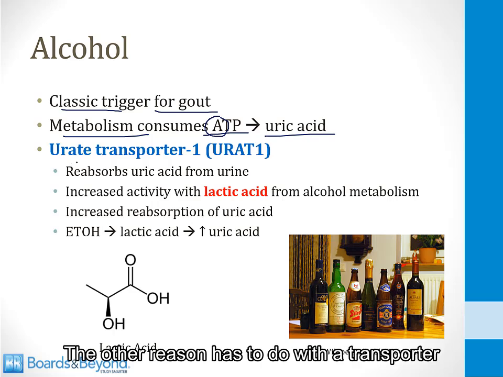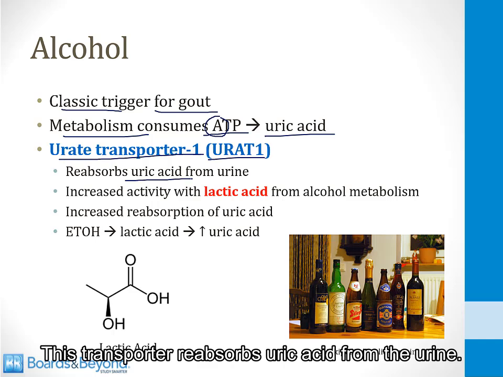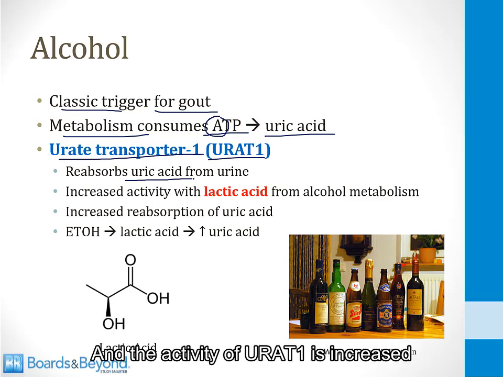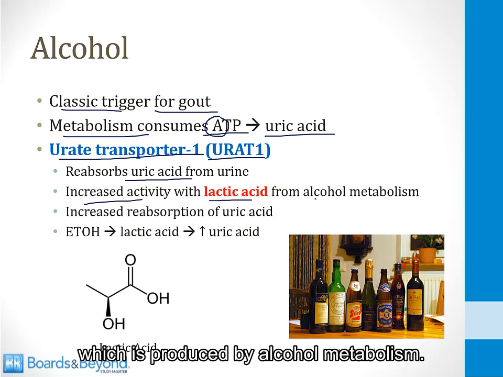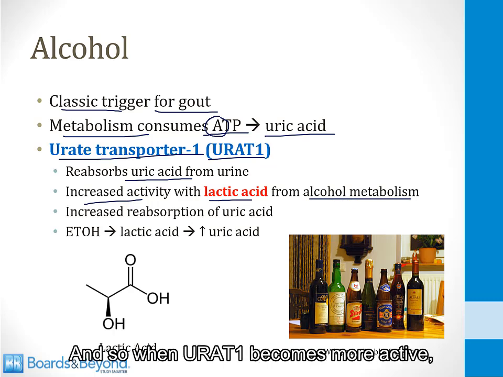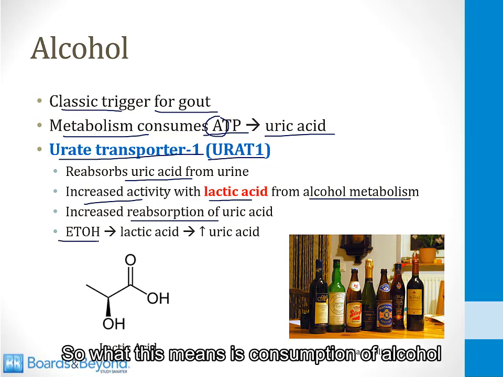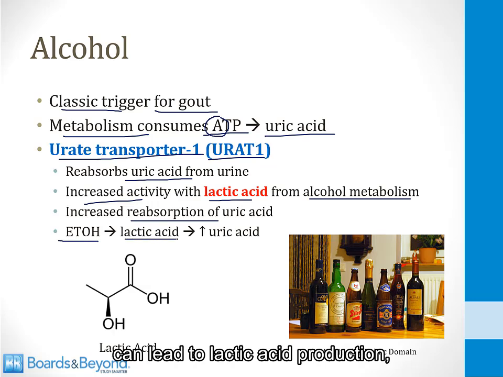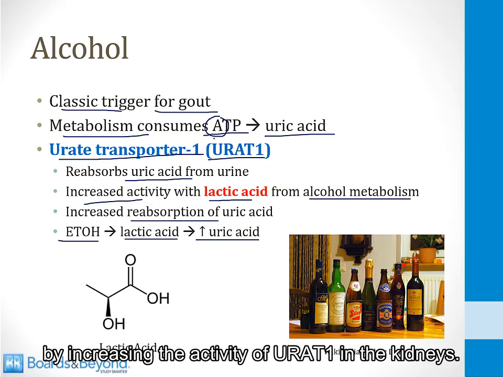The other reason has to do with a transporter in the kidneys called urate transporter 1 or URAT1. This transporter reabsorbs uric acid from the urine, and the activity of URAT1 is increased in the setting of lactic acid, which is produced by alcohol metabolism. And so when URAT1 becomes more active, there's increased reabsorption of uric acid. So what this means is consumption of alcohol can lead to lactic acid production, and this can lead to a high serum uric acid level by increasing the activity of URAT1 in the kidneys.